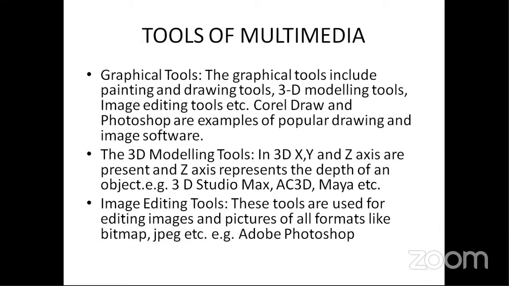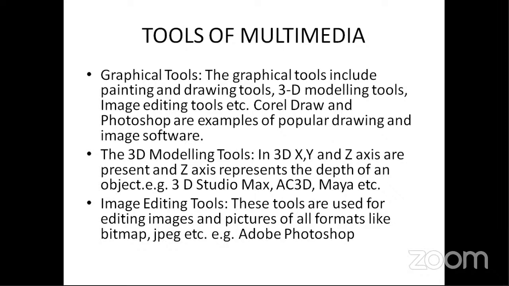When it gives depth, you can see it as a complete image, like a round can be seen as a round. Not only x and y, but also the z-axis, which gives depth to it. It can be seen in the form of a globe. So the z-axis represents the depth, and examples of 3D modeling tools are 3D Studio Max, AC3D, and Maya. All these are softwares used for 3D modeling.